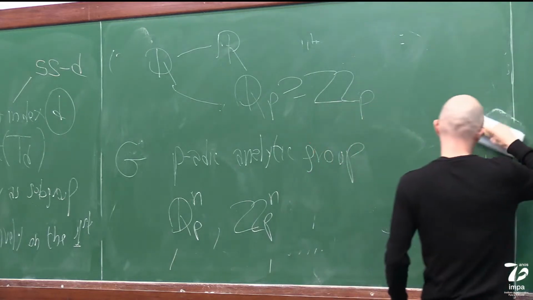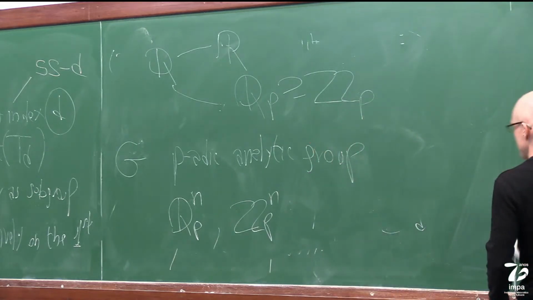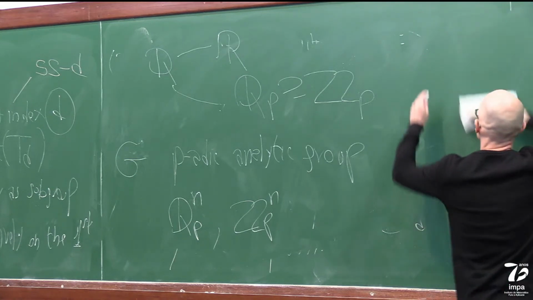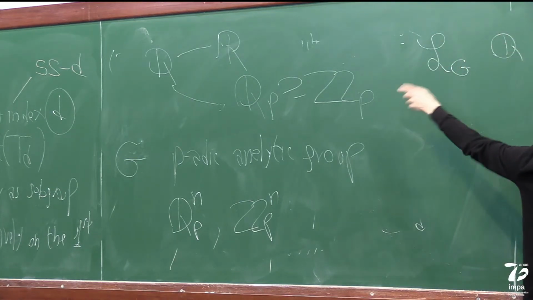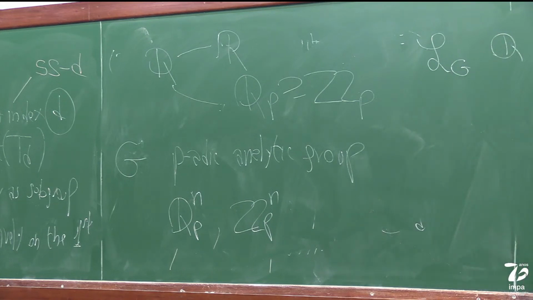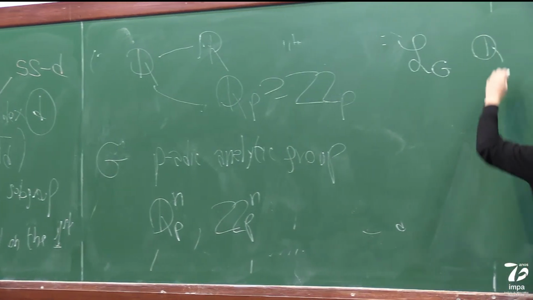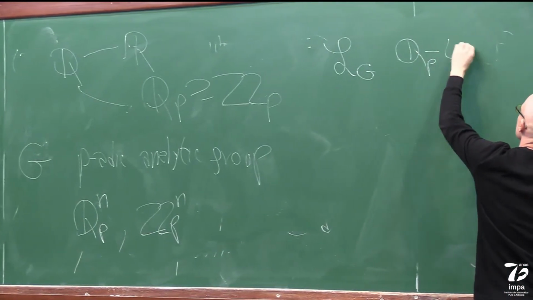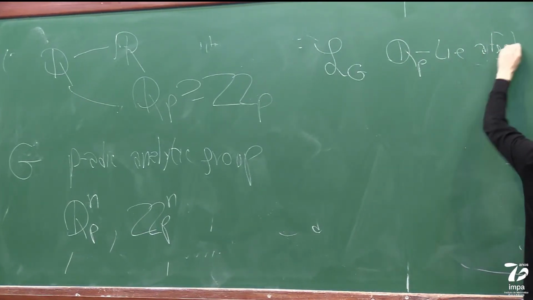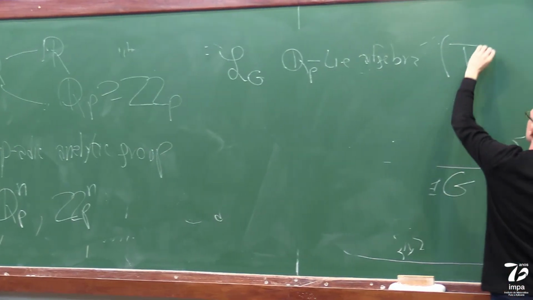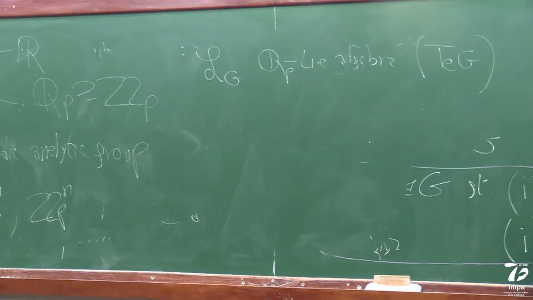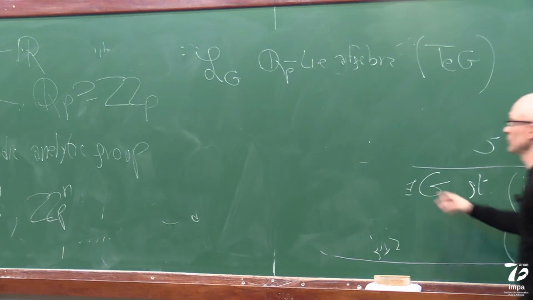If I have a p-adic analytic group, I can associate to it a Lie algebra, as in the case for R or C. Now it is a Q_p Lie algebra. As a vector space, it's just the tangent space to the identity of the group. But we need a refinement.